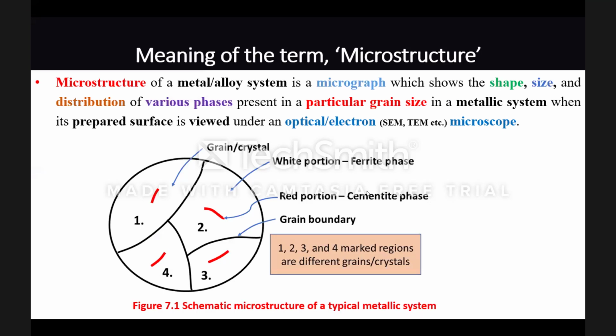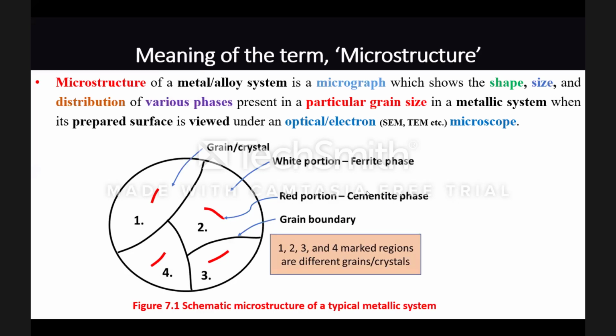Now, this is one schematic of a microstructure of a typical metallic system, through which again I'm trying to explain this term microstructure to you. And in the remaining slides, I would cover how different microstructures can be different from each other, so that it gives you a better idea as to what is meant by microstructure. And in the next session, we'll cover how the constituents of the microstructure influence or affect the mechanical properties of a metallic system. So that would be interesting.